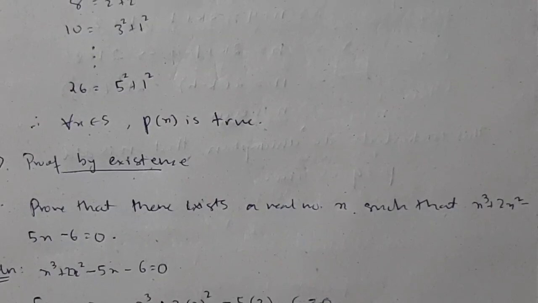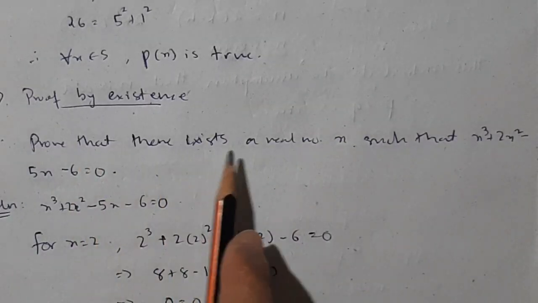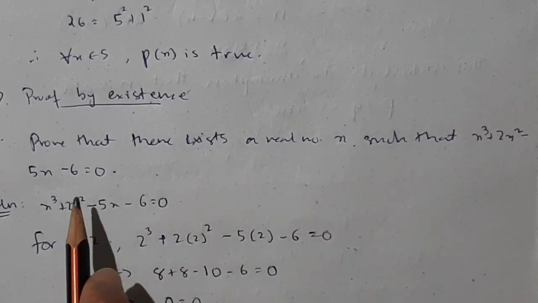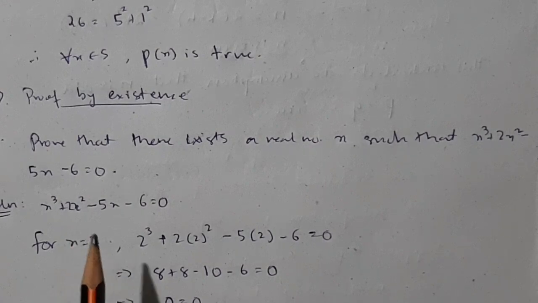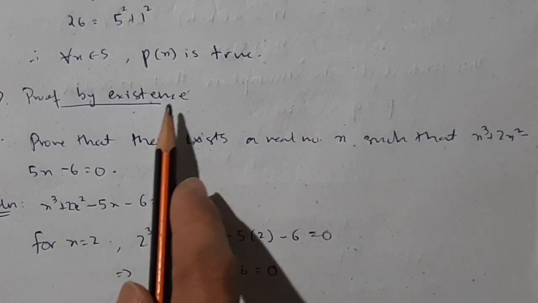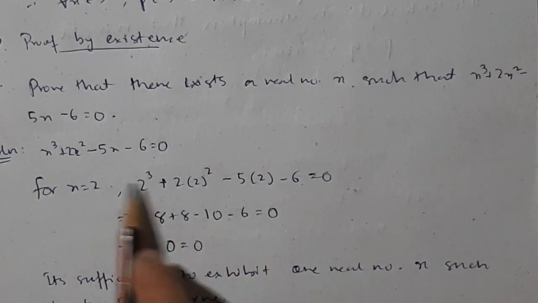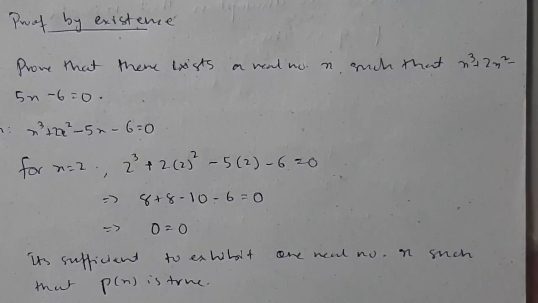Now proof by existence is another way. In this way what you will do, prove that there exists a real number. You have to just give one real number which satisfies this equation. If you are able to give one real number, that means it is proved by existence. At least one should exist. So for x equal to 2, it satisfies the equation, so it is proved by existence.